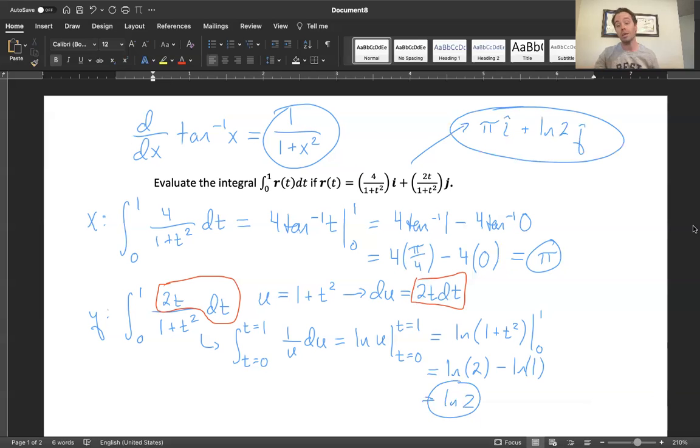Because the function is a vector, a simple integral of it, not a line integral or anything fancy like that we'll do later, but just a normal integral is itself a vector. And we have the answer.